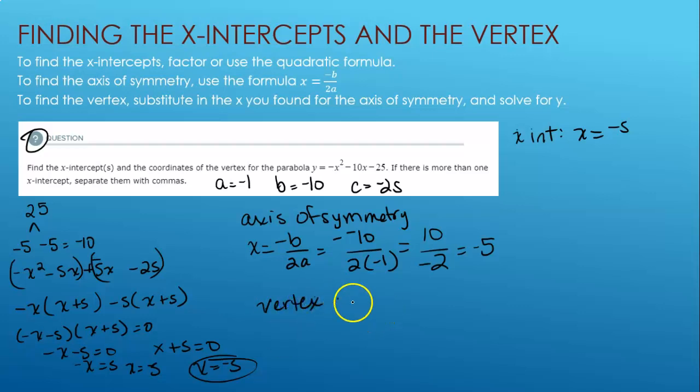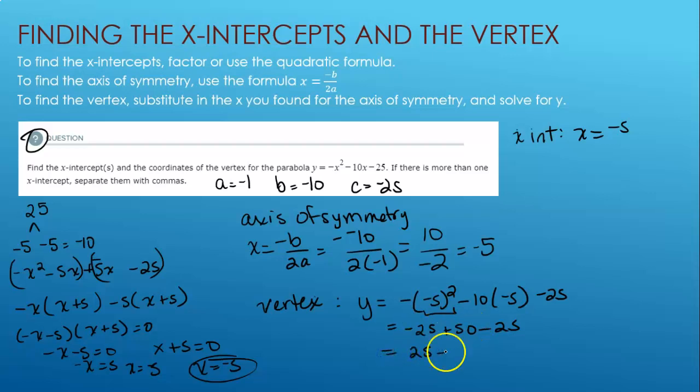We substitute into our equation y equals negative 5 squared minus 10 times negative 5 minus 25. A negative times a negative is a positive, so just that becomes positive 25, but there's a negative on the front. A negative times a negative is a positive, so that's plus 50, and then we bring down the minus 25. Negative 25 plus 50 is positive 25, minus positive 25 is 0. So my vertex, after all that work, is just negative 5, comma 0.